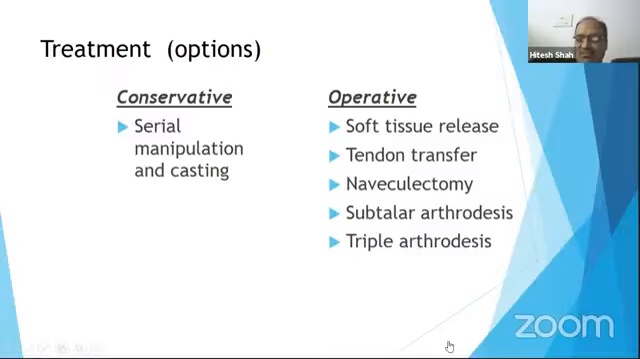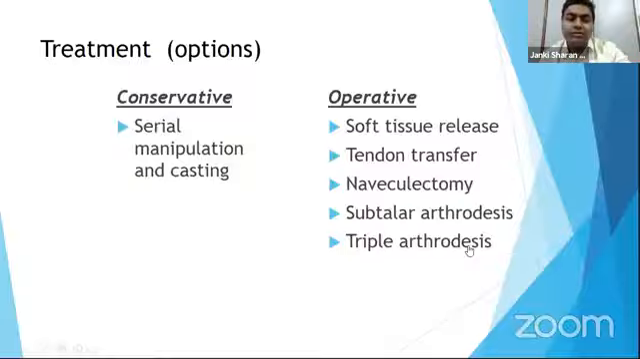How is the result? Up to what time can you do serial manipulation and casting? Every single child with vertical talus? Yes, Sumit, it is for you.